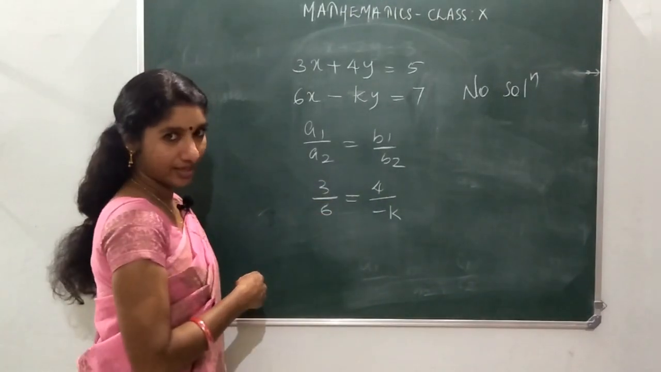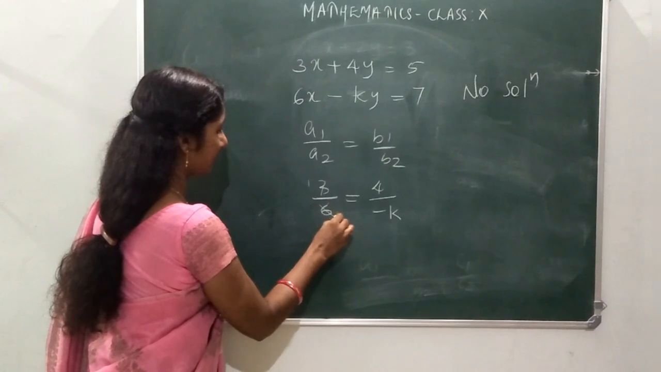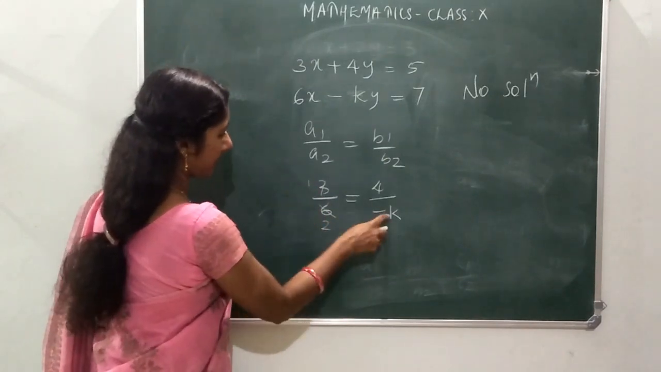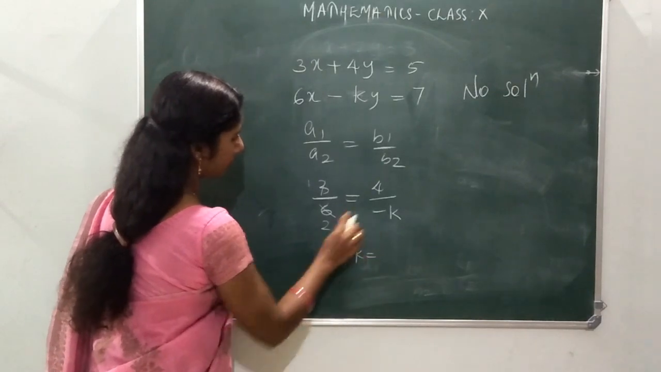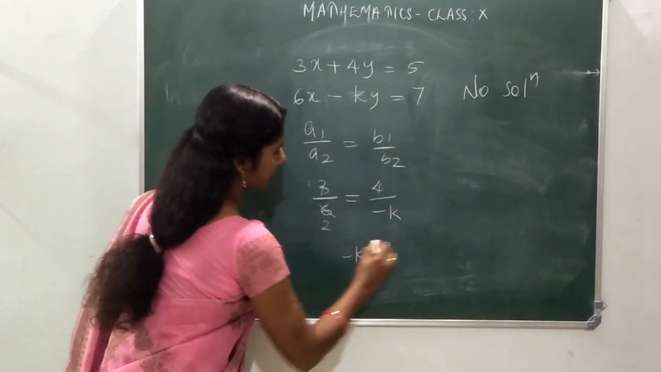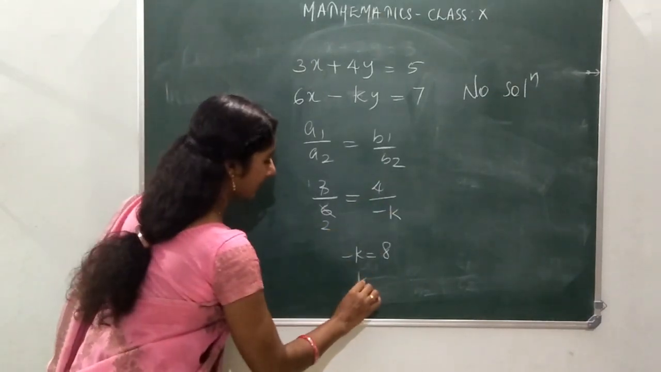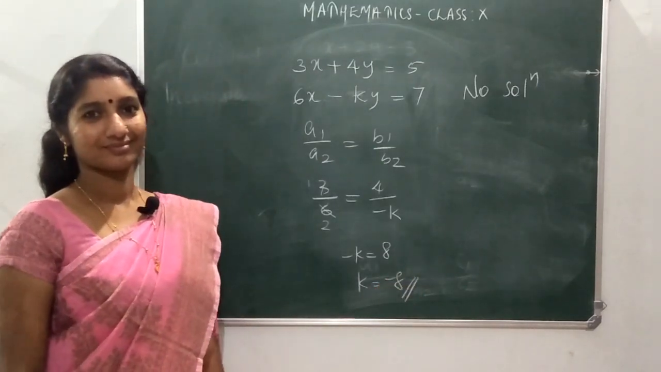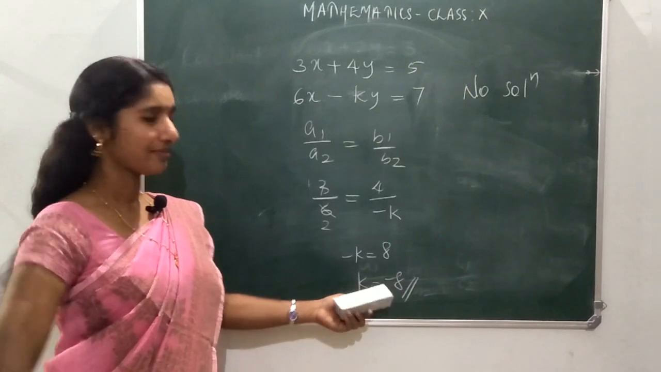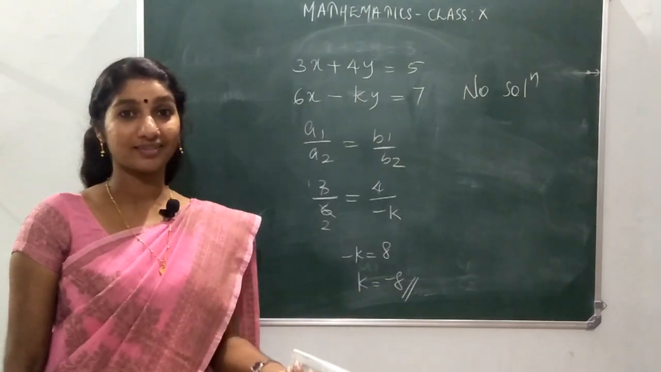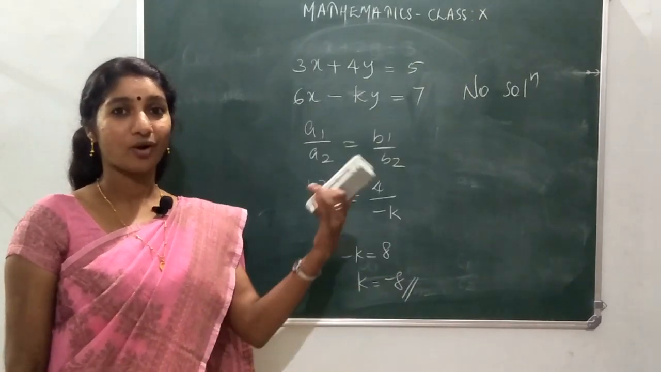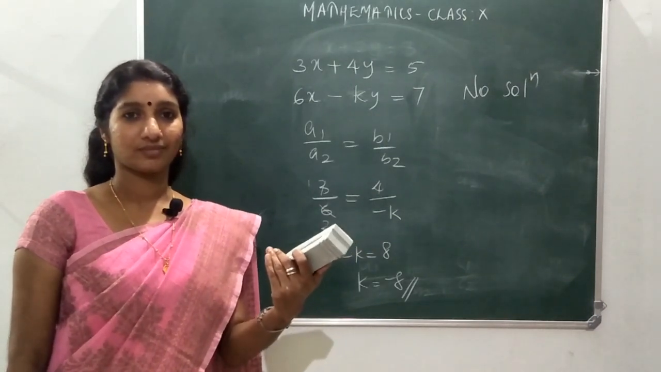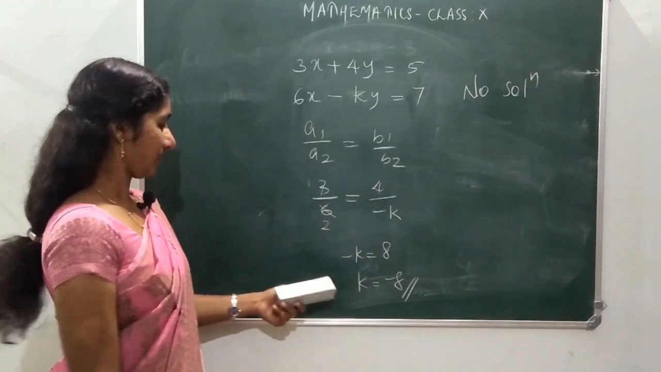3 and 6 we can cancel by 3, make it into short form. 1 3s are 3, 2 3s are 6. Then cross multiply. Minus k equal to 4 2s are 8. So we got k equal to minus 8. Got it? Like this we will solve for k. We will apply the theory. Which theory? The coefficients comparison, ratios of coefficients. Clear?